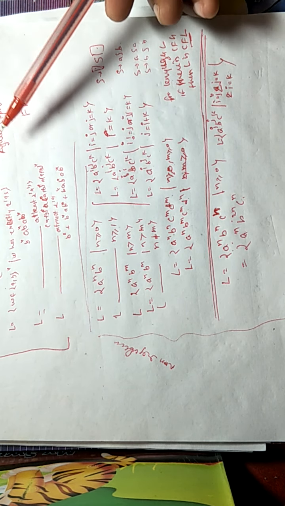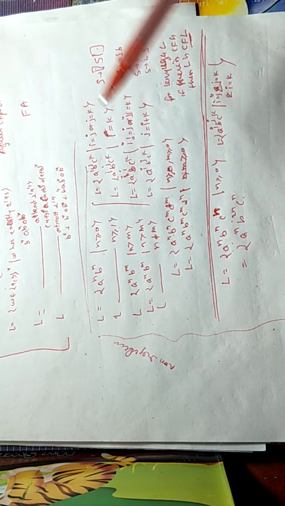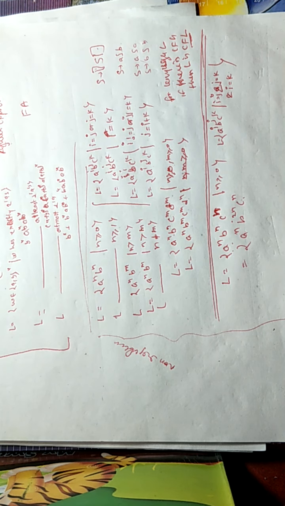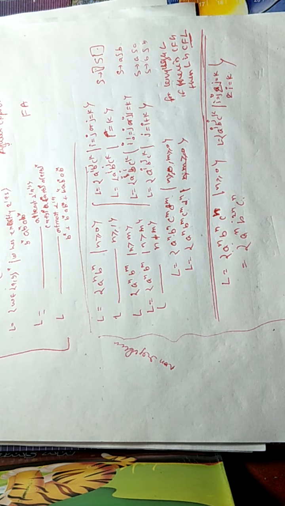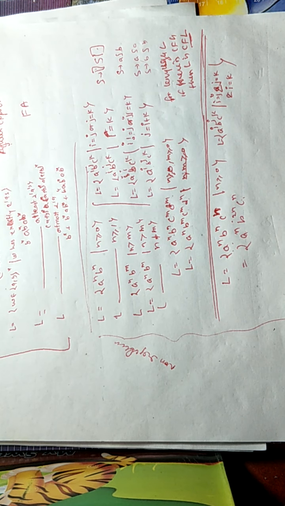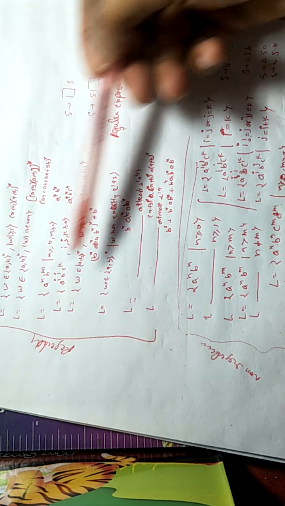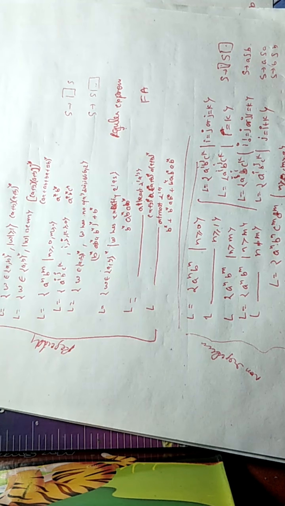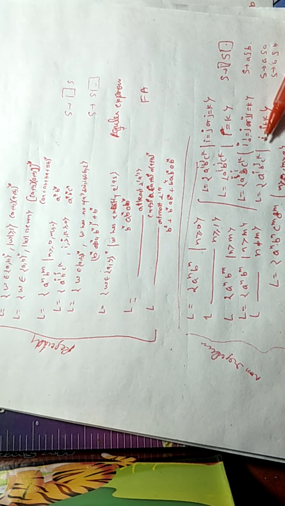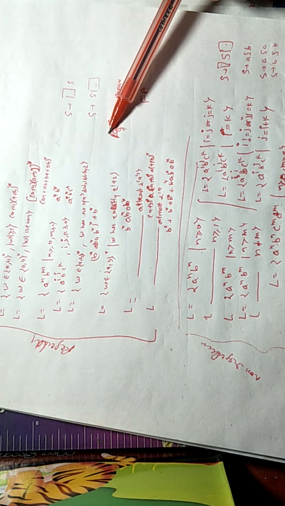So those languages are non-regular. It may be context free, but it is not necessary that all non-regular languages are context free languages. Some of them may be context free, some of them may not be. But we have already built context free grammar for regular languages also. So all regular languages are context free, but all context free languages are not regular.